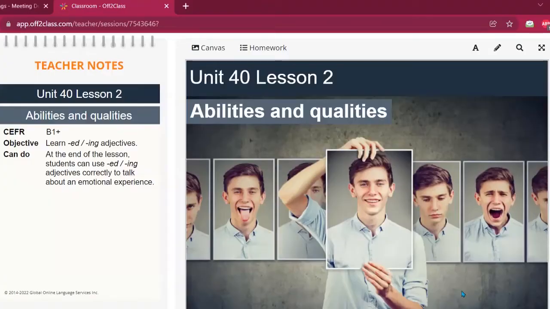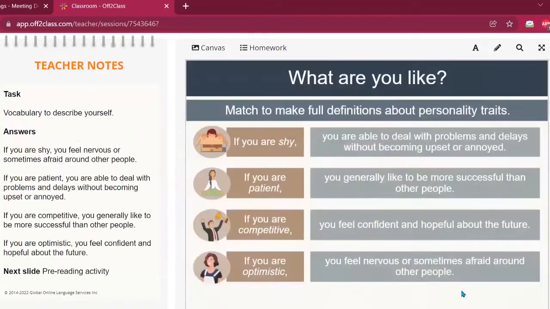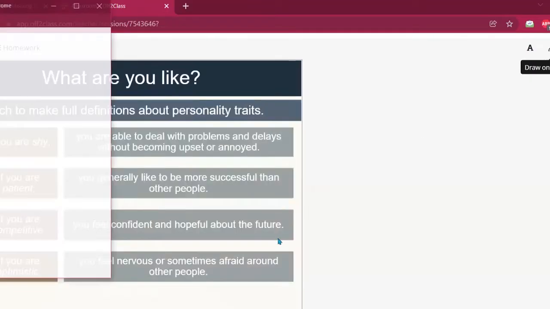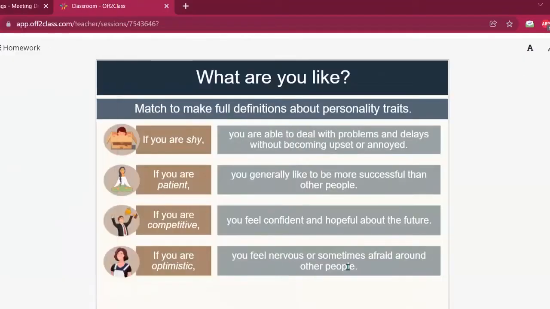Okay. Talking about abilities and qualities. Yes, the qualities. So we're going to see today the adjectives, the different kinds of adjectives. Now, what are you like? Here, match to make full definitions about personality traits. Trait means features or characteristics of the personality.